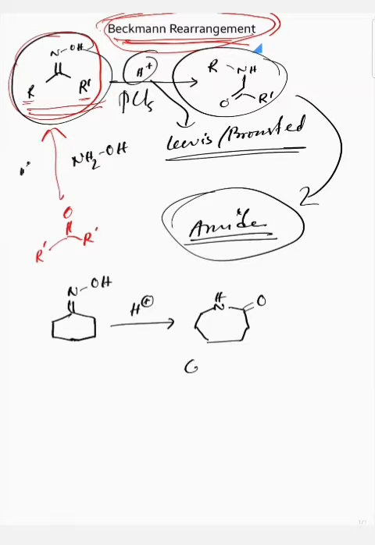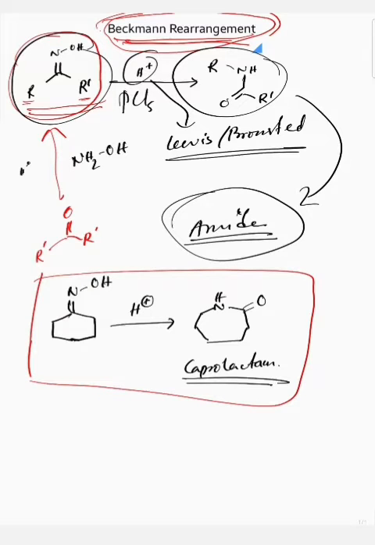So this is called caprolactam, and this is used in synthesis of nylon. Okay, that is not important, but this example is important. This is a synthesis of caprolactam. So caprolactam is being synthesized. It's synthesized by using Beckmann rearrangement. Okay.